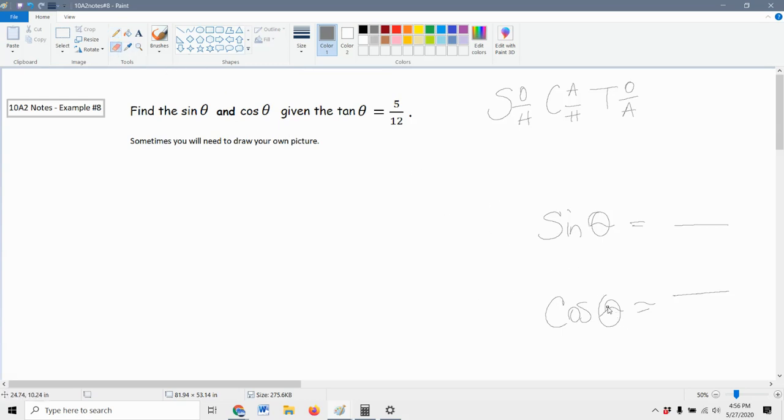Okay, so the next thing that we need to do, of course, is to draw this triangle, because we weren't given a triangle in this problem, right? Sometimes you will need to draw your own picture. When we do draw that picture, what we're realizing is that we are given the tan of theta. And of course, the tan of theta, what we're given is 5/12, and we know that that's the opposite side over the adjacent side. So we know that there's the measurement for our opposite side, there's the measurement for our adjacent side.